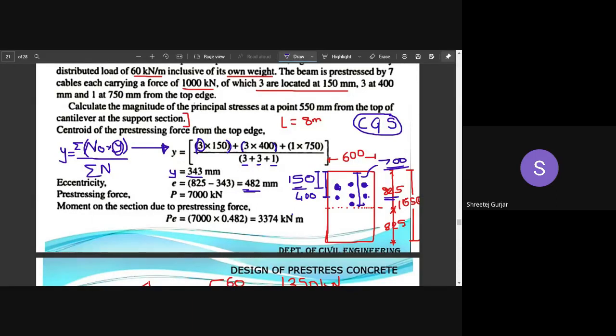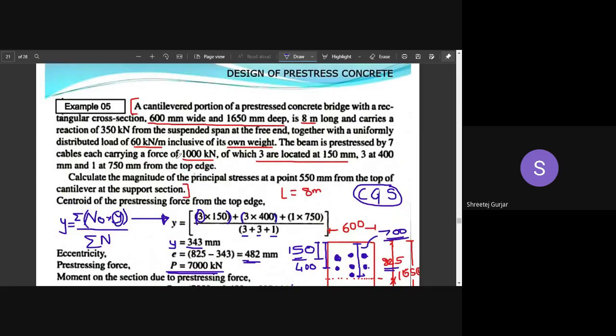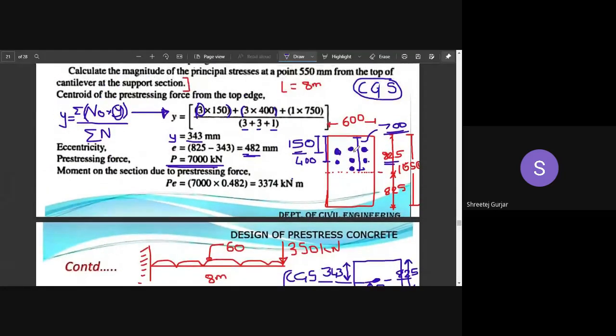Okay. Now the pre-stressing force is given to us, that is 7,000. How has this come as 7,000? Initially it is given as 1,000 per cable. Each cable carries a force of 1,000. So how many cables do we have? 7 cables, right? So 7 into 1,000, the total pre-stressing force is 7,000 kilonewton.